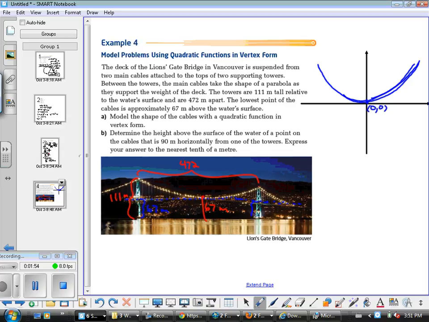Okay, that's 67 meters. So we're going to split that 111, and it's going to be 67 meters below the x-axis, and then we're going to need another 43 meters above. Okay, so that means that when we have our towers, here our towers are going to be at these points. Okay, they're going to have a y coordinate of 43.